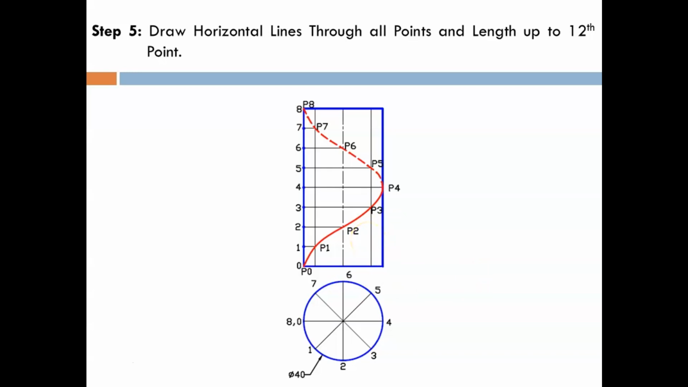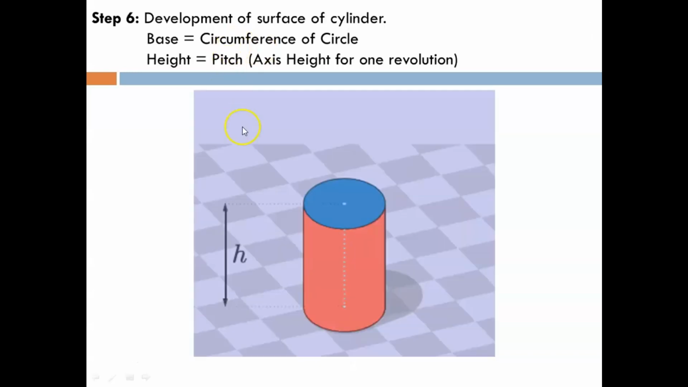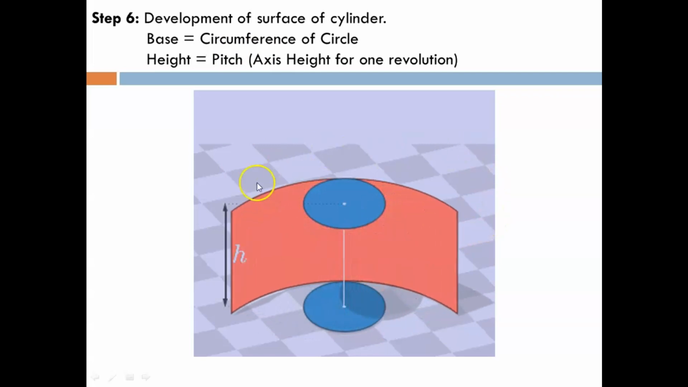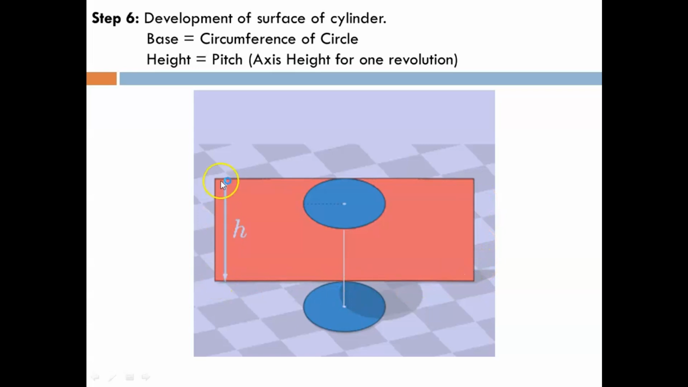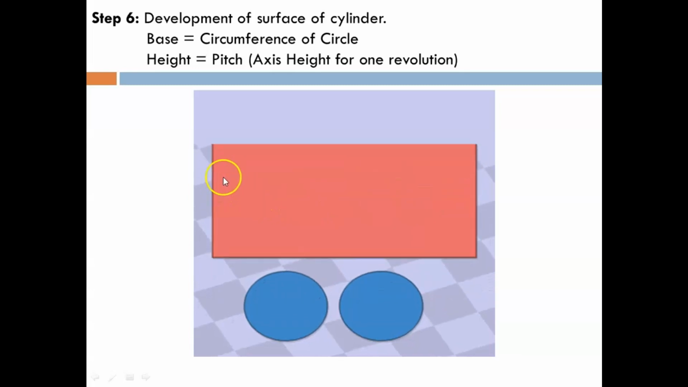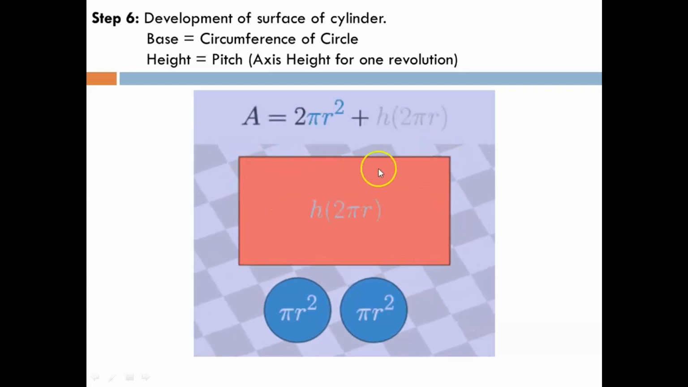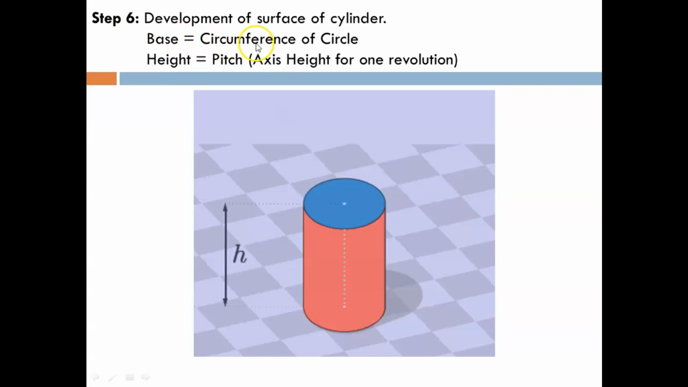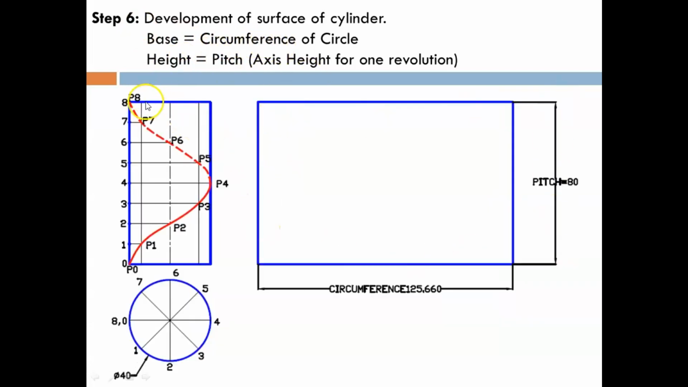Now we'll go for the helix angle and its calculations. First understand the development of the cylinder. If you open the surface of the cylinder, it will appear as a rectangle, where h is the pitch, or you can say the axis height, and the base is 2 pi r, that is the circumference of the cylinder. So a rectangle appears when you open the cylindrical surface, where the base is the circumference of the circle and the height is equal to the pitch or axis height.